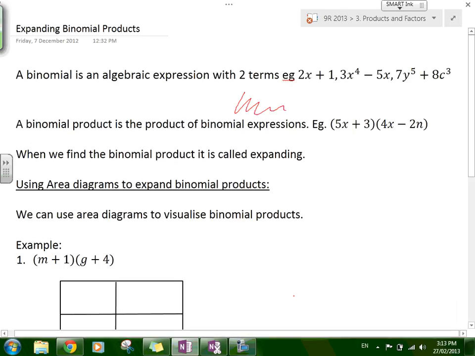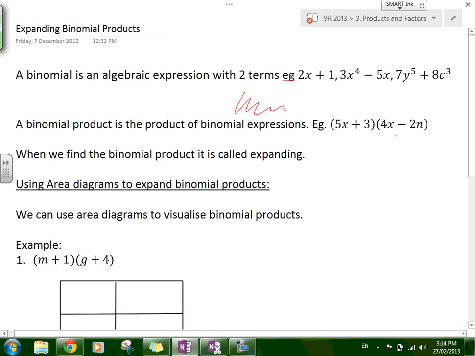So a binomial is an algebraic expression with two terms. For example, something like 2x plus 1, or 3x to the power of 4 minus 5x, or 7y to the power of 5 plus 3ac cubed. It could be any two terms. It doesn't really matter what terms you have. Two separate terms is called a binomial.